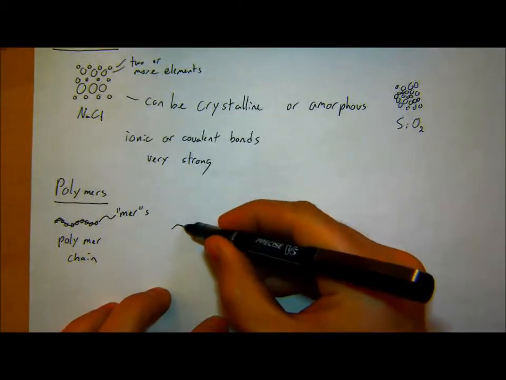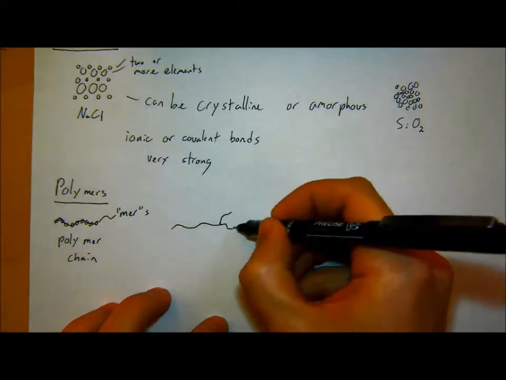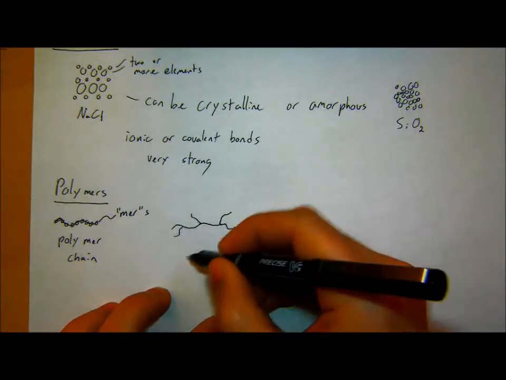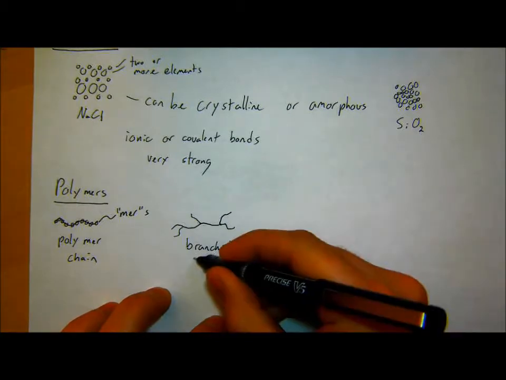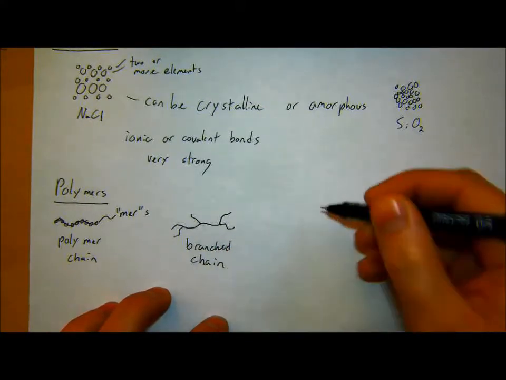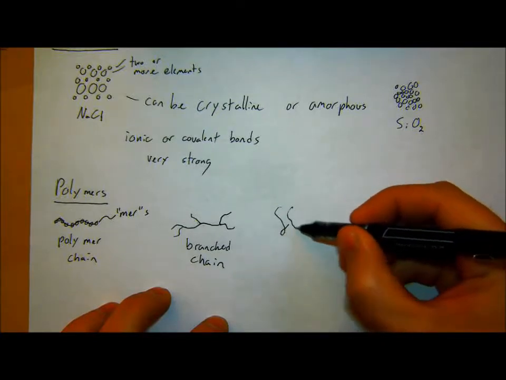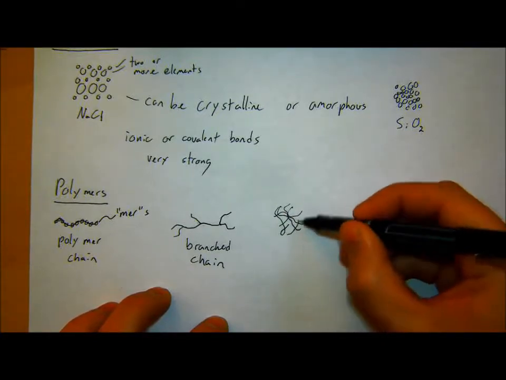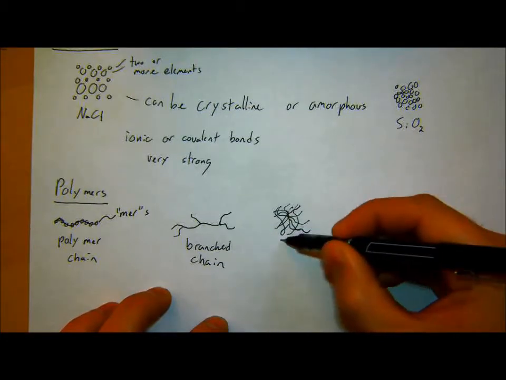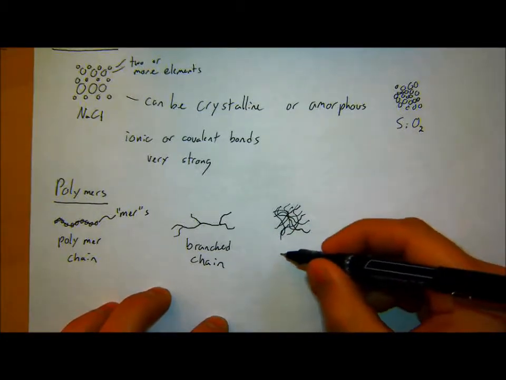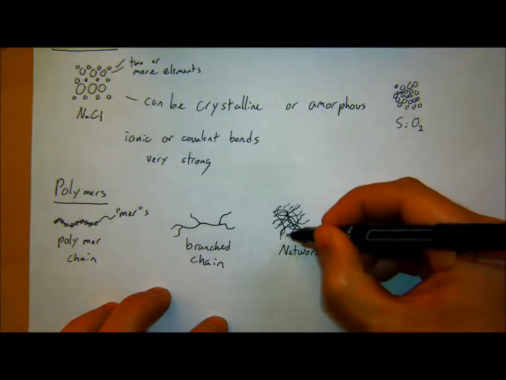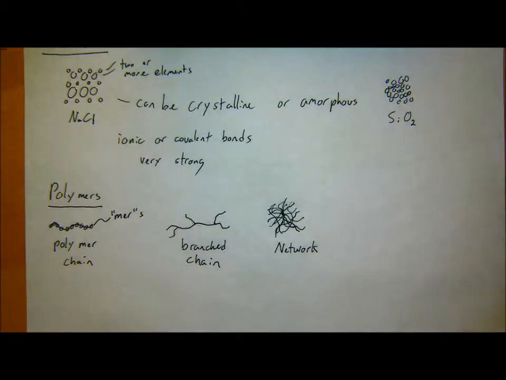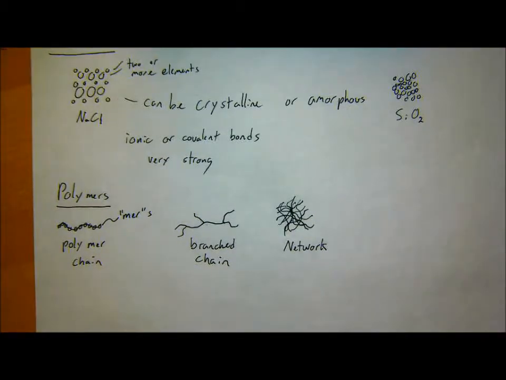That polymer can then connect with other chains to create maybe a branched chain, or it can tangle up with a whole bunch of polymers in all sorts of different directions to make this sort of molecular spaghetti. That is a network. So a polymer network.